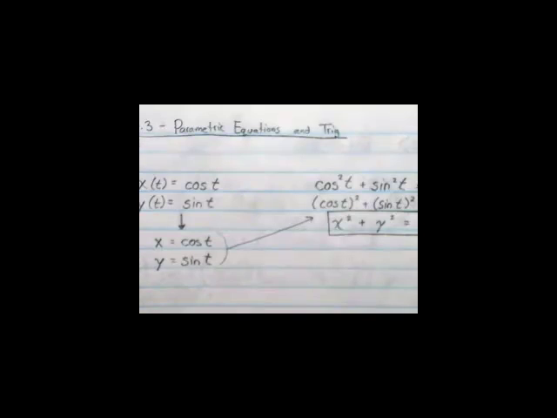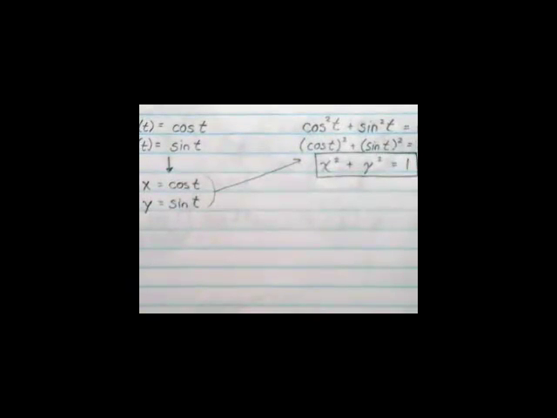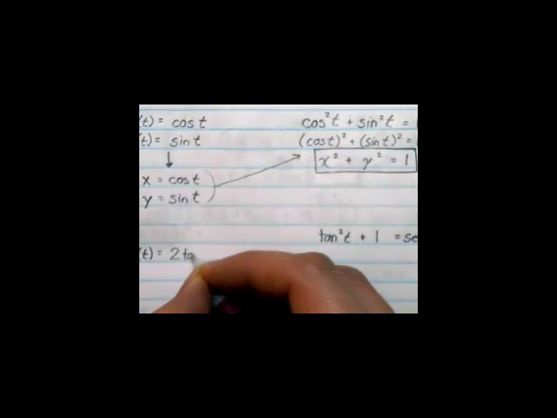All right. Let's try another one. I'm going to use a different identity with you here. Another identity that we looked at was tangent squared t plus 1 equals secant squared t. It's another one of your Pythagorean identities that we had. So let's say I want to take x of t equals 2 tangent t and y of t equals 3 secant t.